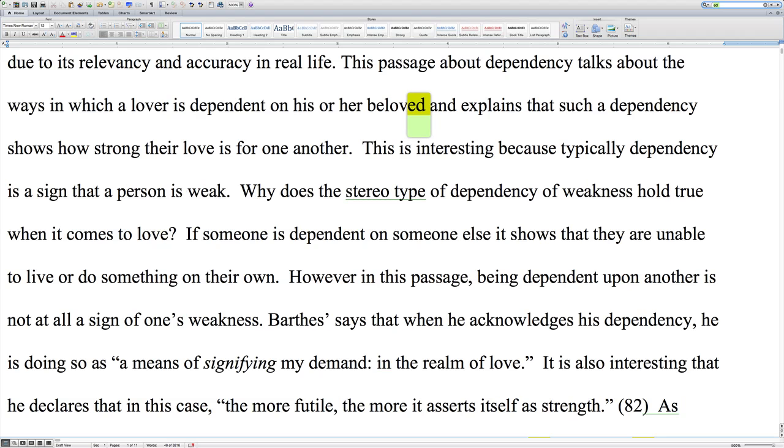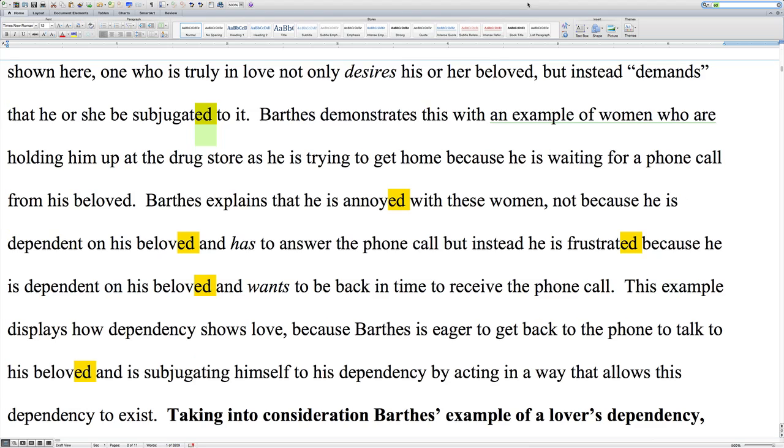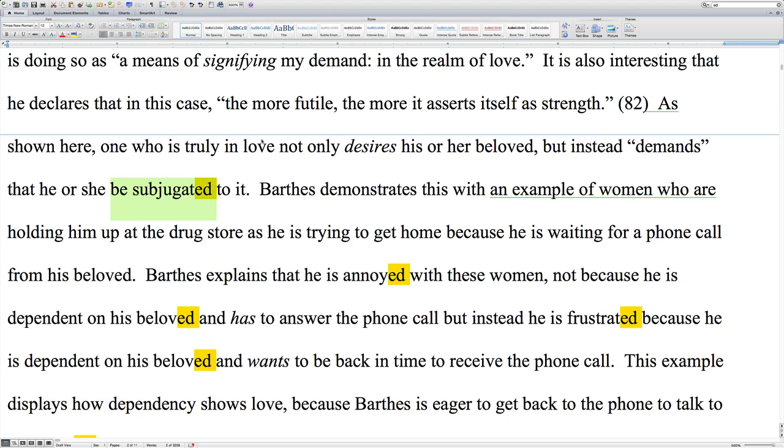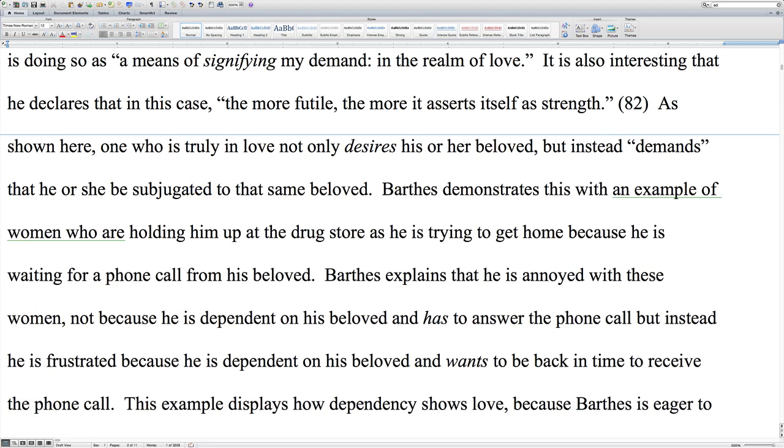So do another search for the ed space. Here they all are. And we have be subjected. Great. Okay. So let's read the sentence that we find it in to find out who's doing this subjugating. And here's the sentence. As shown here, one who is truly in love not only desires his or her beloved, but instead demands that he or she be subjugated to it. I guess it is the beloved. Let's make this easier for us then. There, that makes it a little clearer, a little cleaner. But instead demands that he or she be subjugated to that same beloved.